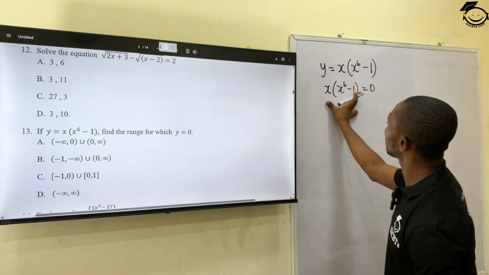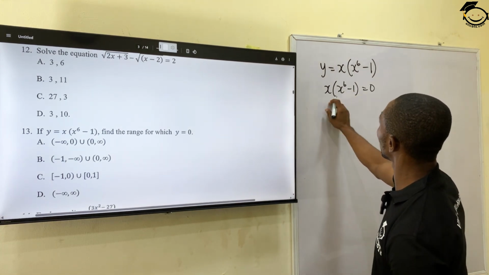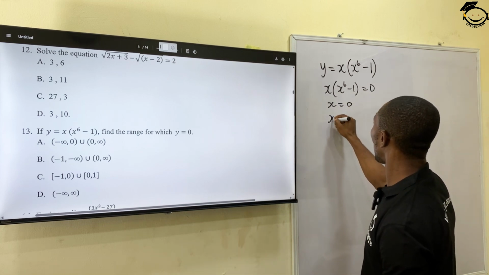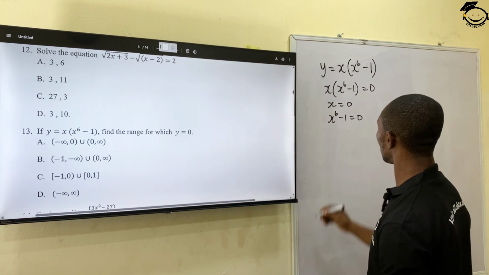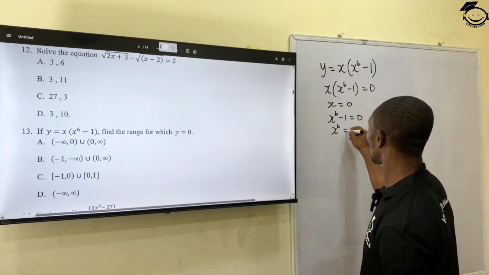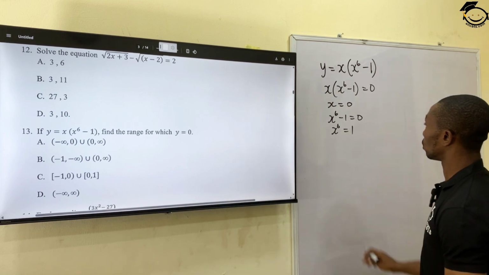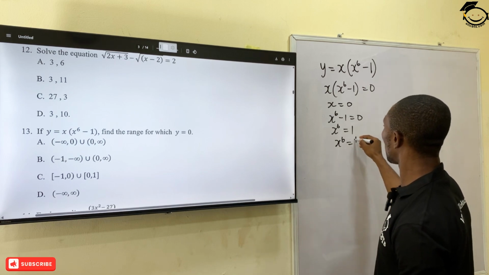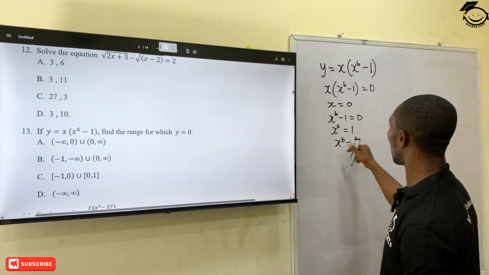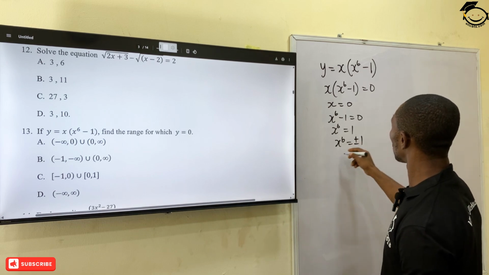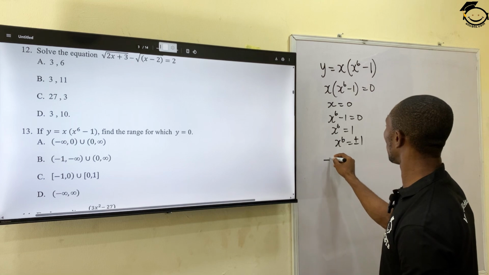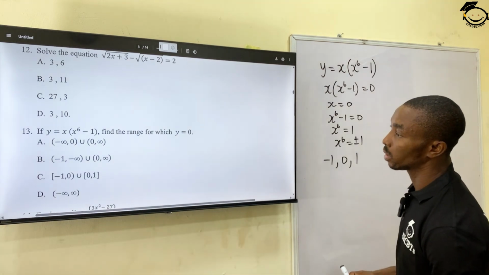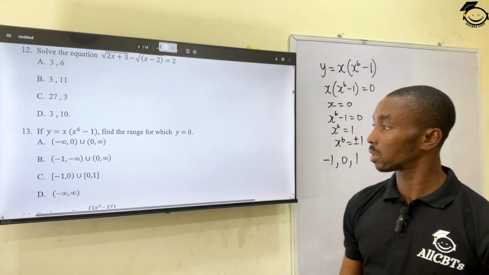Now, this has already been factorized for us. So we can say x equals 0. That's one of our factors. And x raised to the power 6 minus 1 equals 0. So that means x raised to the power 6 equals 1. That's another factor. But now, if we have x raised to the power 6, be it either positive or negative, we are still going to have a positive 1. So our range of values will become from minus 1, 0 to 1, which satisfies our answer as option C.